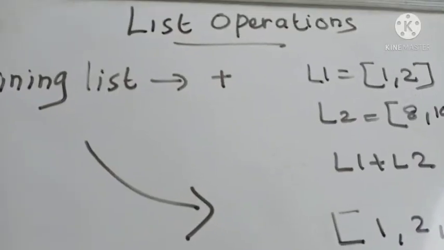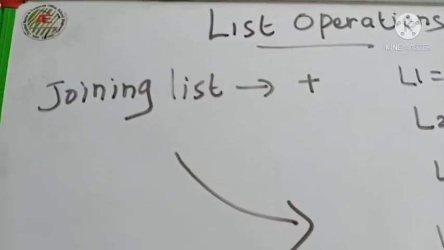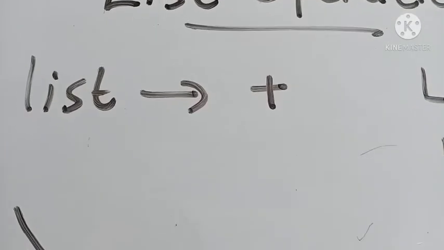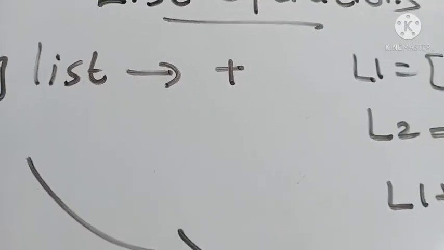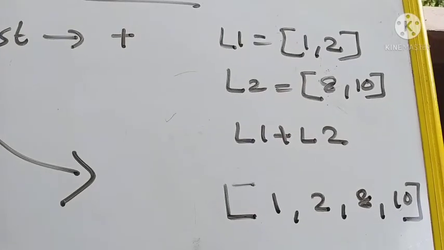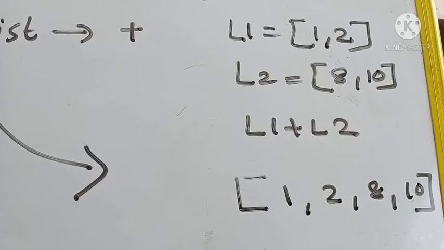Now I will tell you about the list operations. See, the first list operation is nothing but joining lists. The operator is the plus symbol, right? Yeah, plus symbol. See, here is a small example. L1 is a list with the values 1 and 2. L2 is another list with the values 8 and 10.